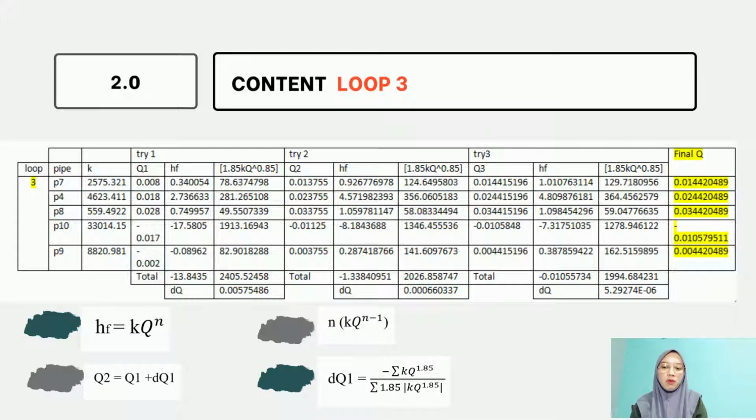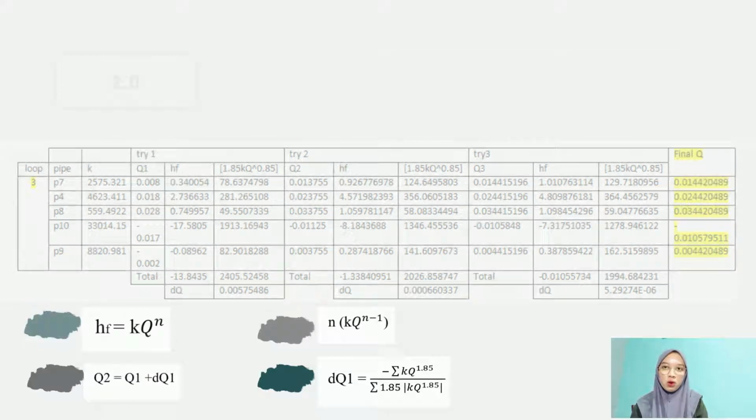For the final Q, pipe 7 is 0.0144, pipe 4 is 0.0244, pipe 8 is 0.0344, pipe 10 is negative 0.0106, and the last, pipe 9, is 0.0044.